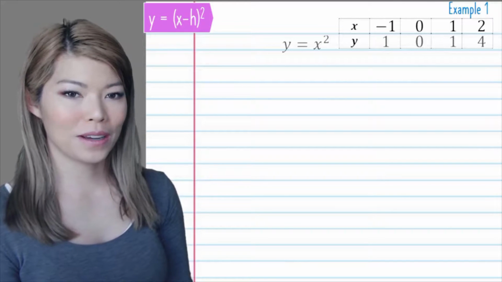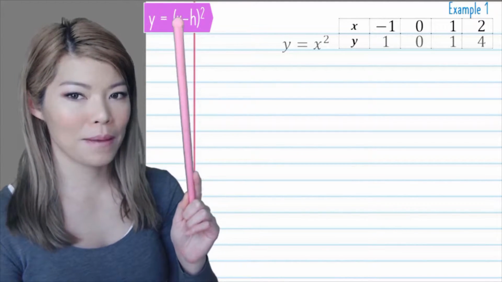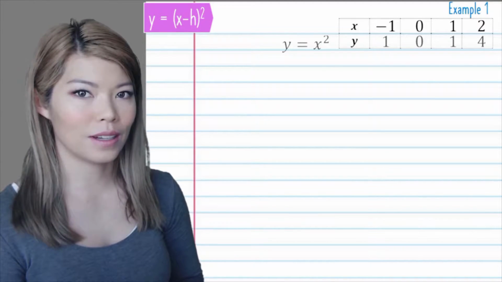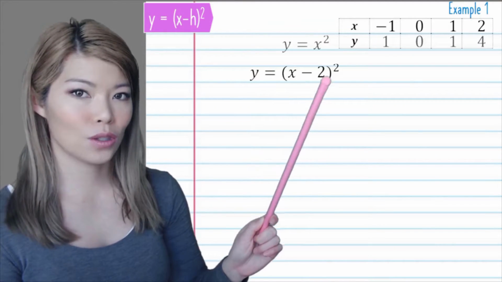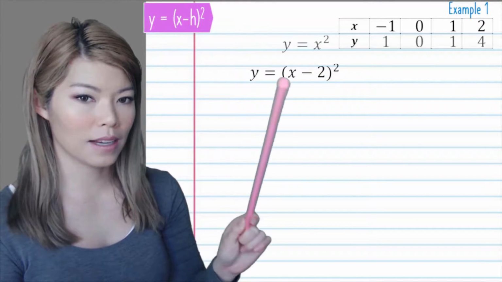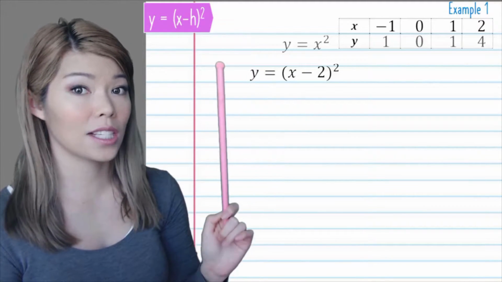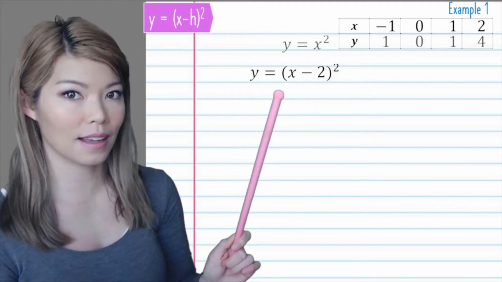Example 1, we're going to refer to x squared as our original graph, and we're going to observe what happens when we change the value h. So let's say h is 2. Now notice that h is positive 2, and into that format it looks like x minus 2. Be very careful with that. So h is 2, positive 2 in this example.